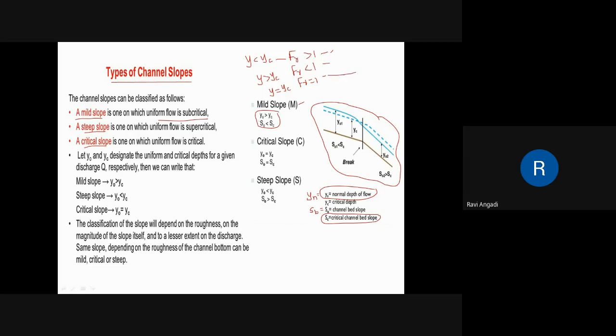a critical flow. Based on the depth of flow, that is the normal depth of flow as well as the critical depth of flow, and their relative positions, the channel bottom slope can be classified. You have to remember the condition for a mild slope: the normal depth of flow should be greater than Yc, or the bed slope of the channel should be less than the critical slope of the channel. If the channel satisfies these conditions, then that channel is called a mild slope channel. It is represented as M. I hope it's clear to you all.